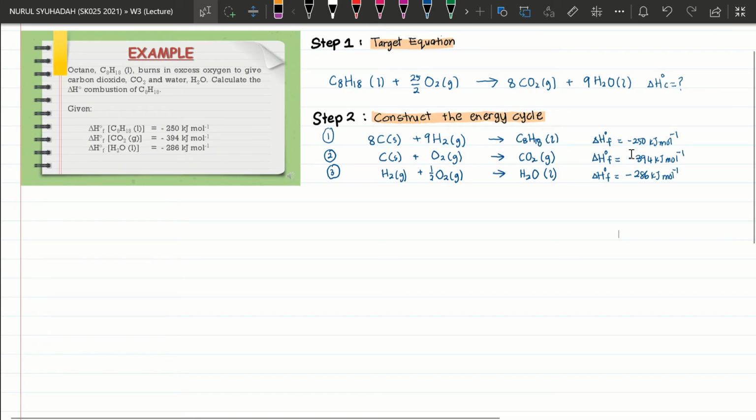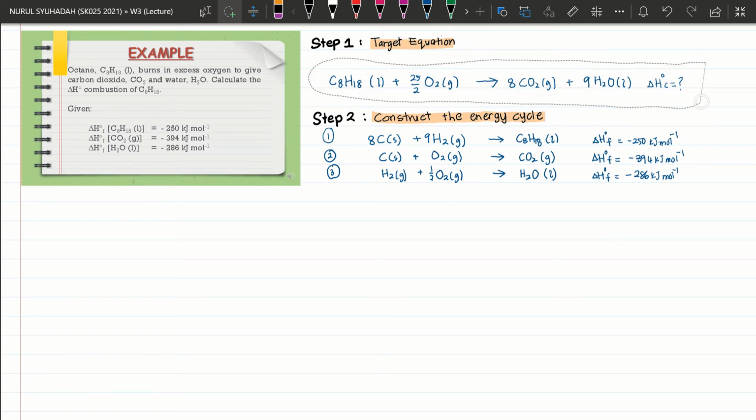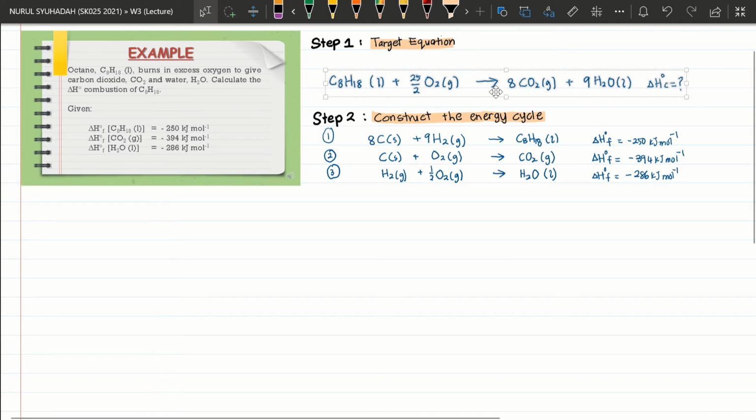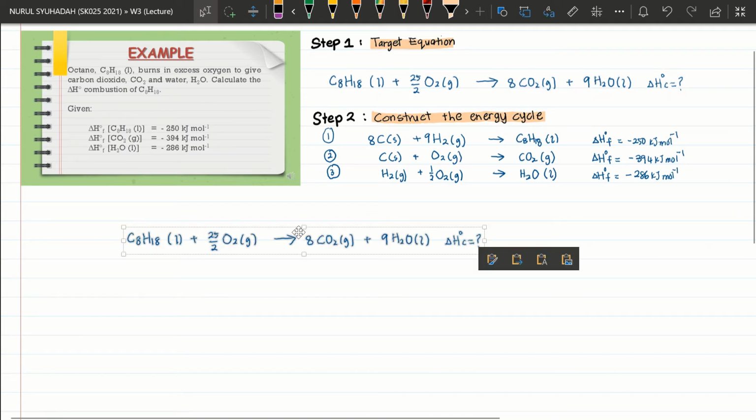For us to construct the energy cycle diagram, you first need to have the thermochemical equation for all the compounds that are given here, for all the species over here. So these are the ones that we did from the first step. To start the energy cycle diagram, what you need to do is write back the target equation. So let me just copy this target equation and put it over here.